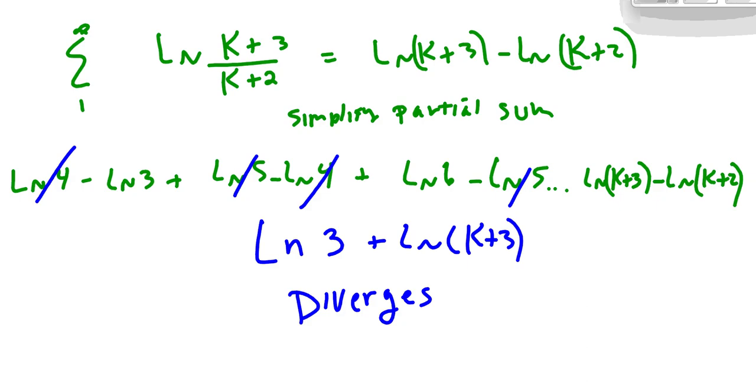Now when we look at the series, the ln of 3 does not cancel out, so that stays there as the partial sum. And then we notice that the k plus 2 term is what's canceling out in our series. Therefore, what's left is the natural log of k plus 3. So our partial sum is the natural log of 3 plus the natural log of k plus 3.